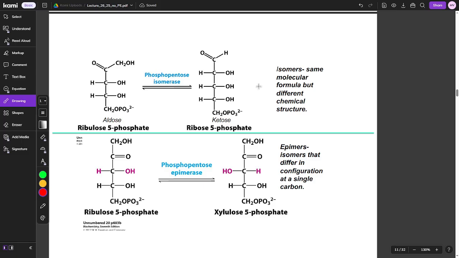And here's another thing you should keep in mind: ribulose 5-phosphate, which is an aldose, right? Aldose, because it's got this, to turn it into, I think they flip these around. This is a ketose. This is an aldose. So flip these two.